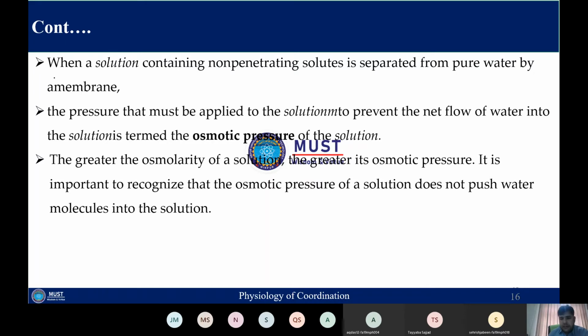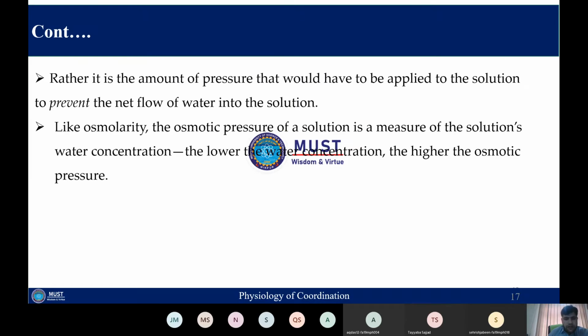It is actually the resistant force that prevents the further entry of water molecules into the solution when the inside of the cell becomes fully saturated with water molecules. So it is basically the amount of pressure that would have to be applied to the solution to prevent the net flow of water into the solution. And like osmolarity, the osmotic pressure of a solution is a measure of the solution's water concentration.